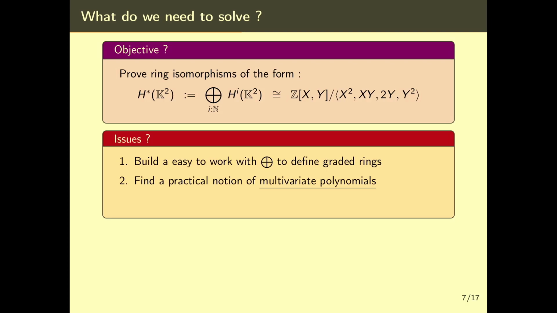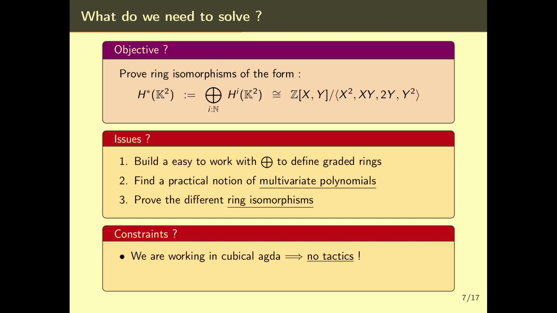And lastly, we need to prove ring isomorphism. So in particular, we need to prove that the functions respect the product. And so we will need a product that is nice enough to actually do proofs with it. And this is very important because we're working in Cubical Agda. So a constraint is that we don't have any tactic. So if we have a definition that is too bureaucratic, we can't use tactics to help us.